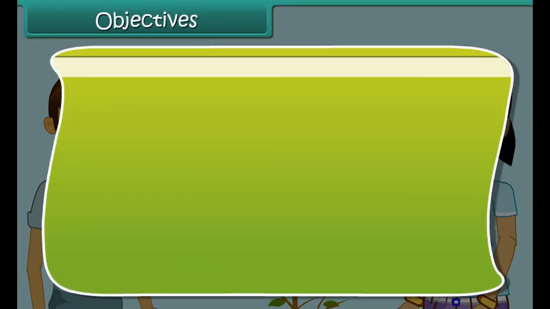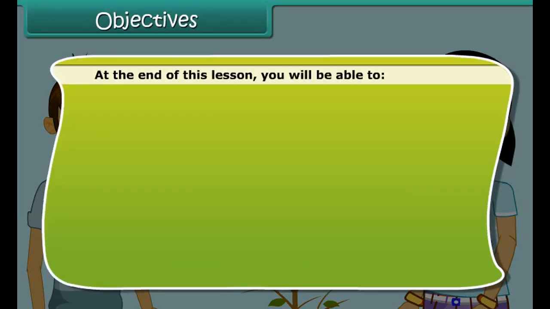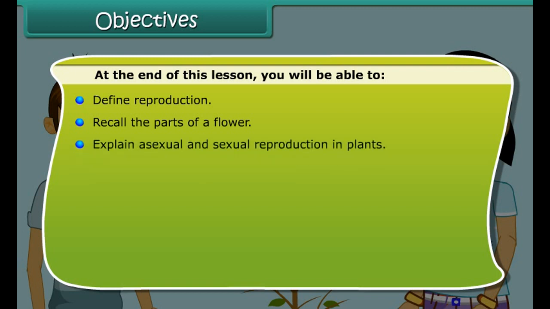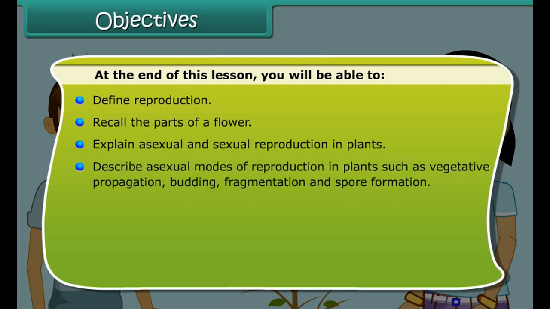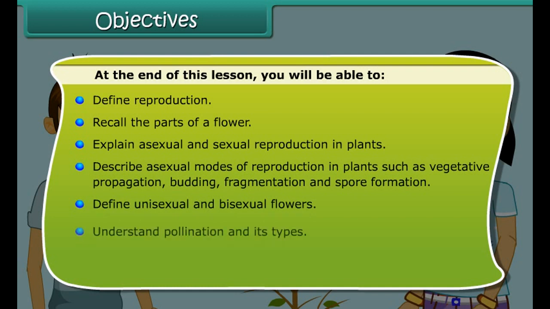Objectives. At the end of this lesson, you'll be able to define reproduction, recall the parts of a flower, explain asexual and sexual reproduction in plants, describe asexual modes of reproduction in plants such as vegetative propagation, budding, fragmentation, and spore formation. Define unisexual and bisexual flowers.